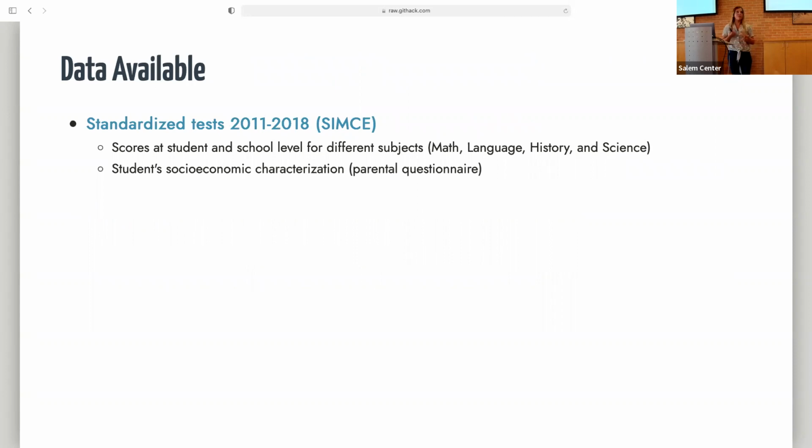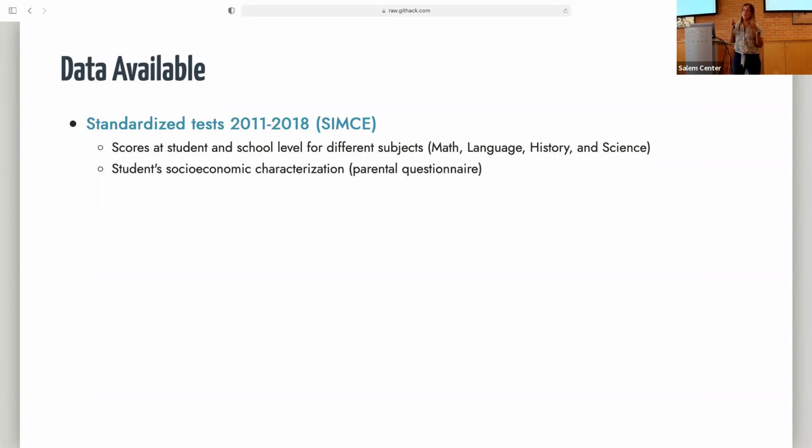The data that we're going to be using is 3 big data sets. We have standardized tests, of course, from 2011 to 2018. We have student level score and, of course, the school level score as well. Younger grades only have math and language. When you go up from 6th, I believe, until 10th grade, you also have history and science.